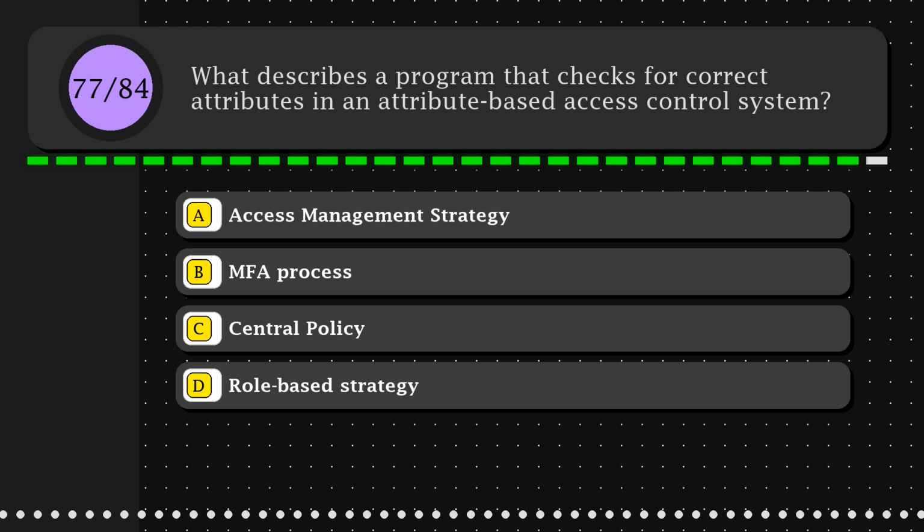Question 77. What describes a program that checks for correct attributes in an attribute-based access control system? Option A. Access management strategy. Option B. MFA process. Option C. Central policy. Option D. Role-based strategy.